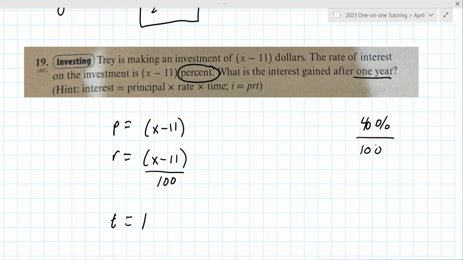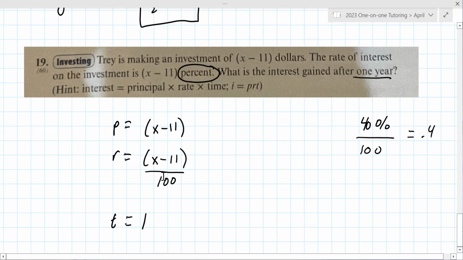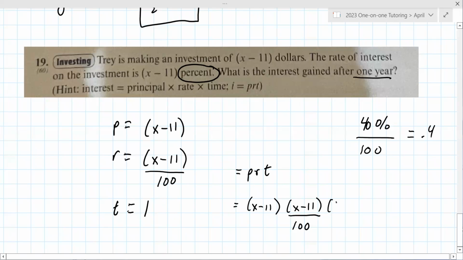Well, it would become 0.4, but in terms of what we've got over here, we don't know what it actually is. It's like you're waiting to find out the value of x to do this. So I know this is awkward, it's weird, but can we continue with this problem? Okay, so principal times rate times time, PRT, your principal is x minus 11. Your rate is x minus 11 divided by 100, and your time is 1.